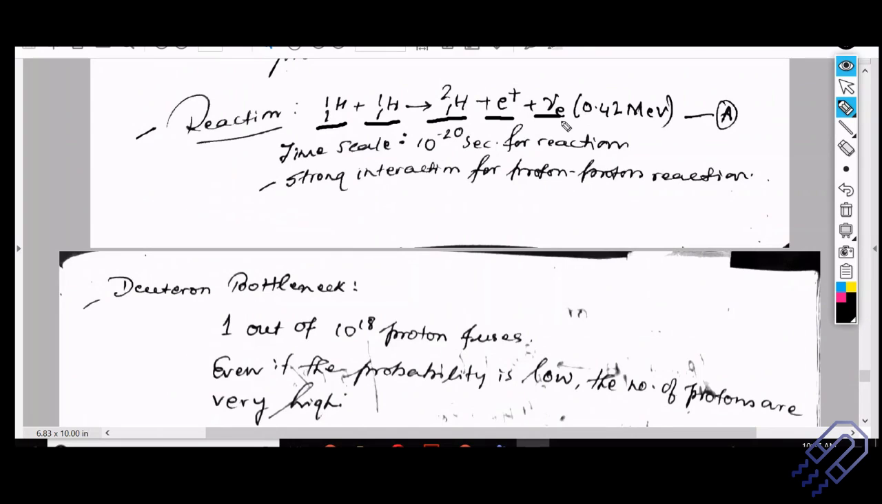You know neutrino, the idea is still not clear because we have not discussed it. We'll discuss it in the standard model. So then we have got the time scale. Now this happens in 10 to the power minus 20 seconds for the reaction. So it doesn't take that much time, okay.